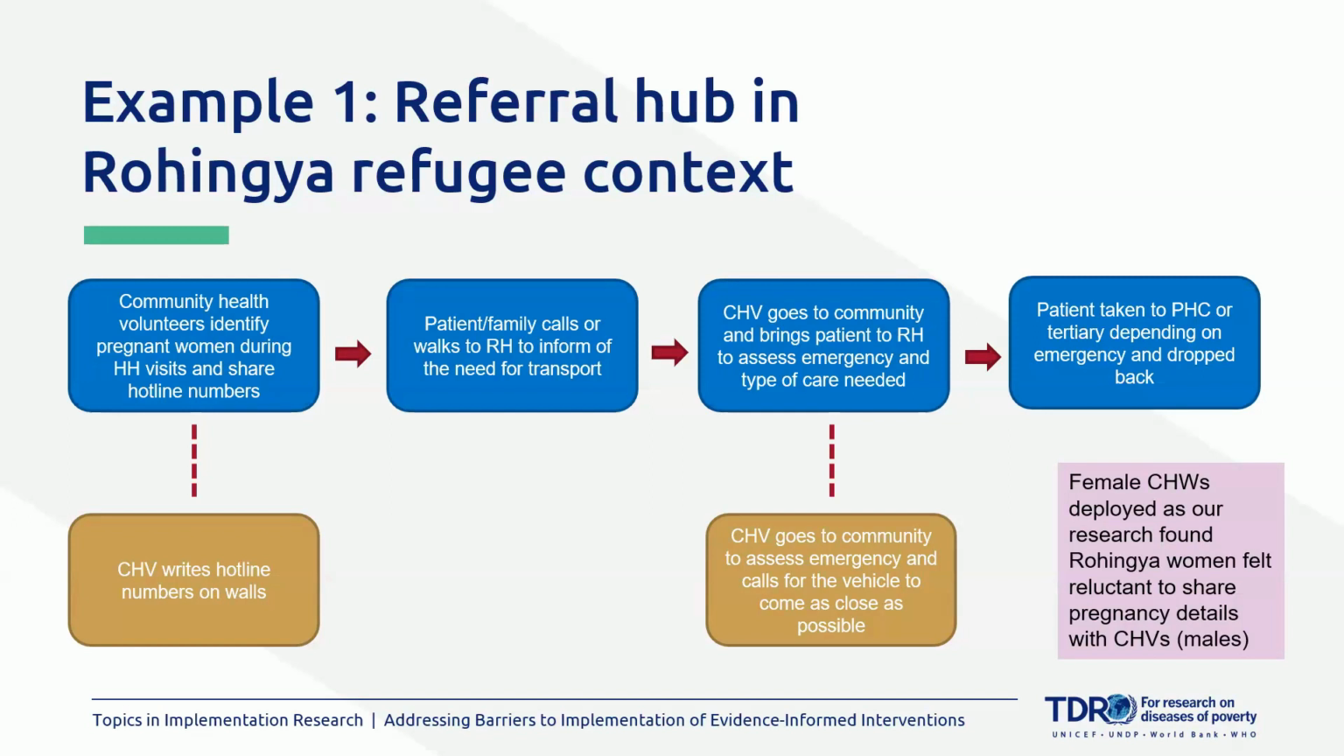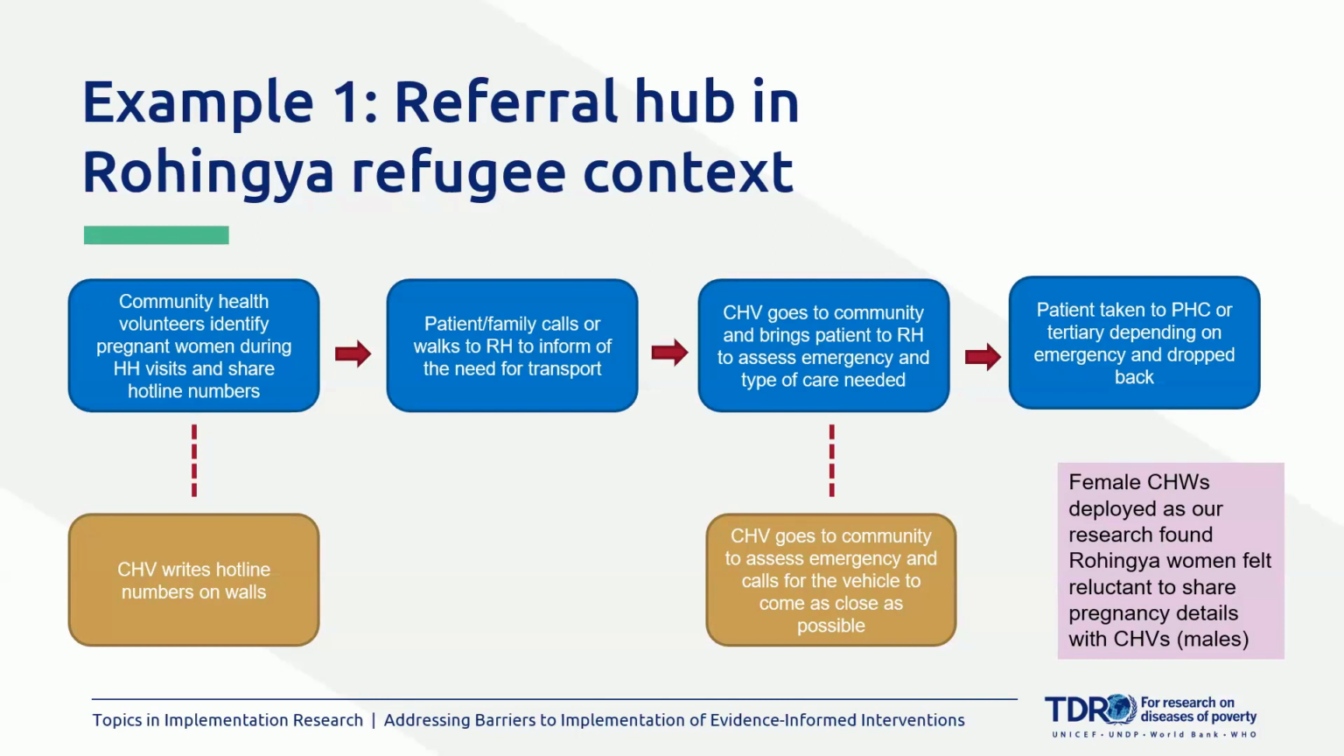And then if the patient needed to go to the hospital, the patient was taken to primary health care or a tertiary hospital, depending on the emergency, and then dropped back afterwards. So when we did the research, we identified several barriers, and at the same time, we also identified some of the adaptations they made while they were implementing this.